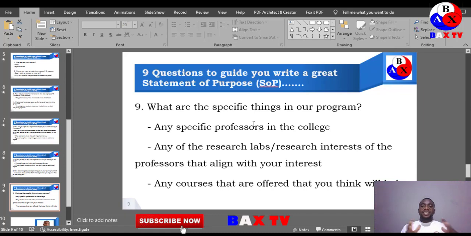Now, what are the specific things in our program? Are there any specific professors in the college? Talk about somebody who has inspired you, or any of the research labs and research interests of the professors that align with your interests. For instance, let's say I am applying for a Master of Science in Cyber Security and Digital Forensics at the University of Alabama in the US.